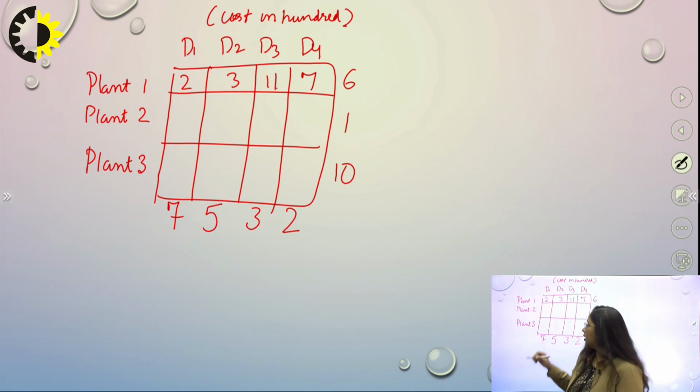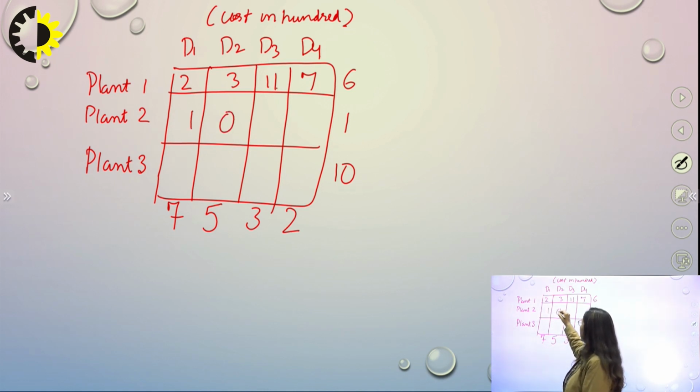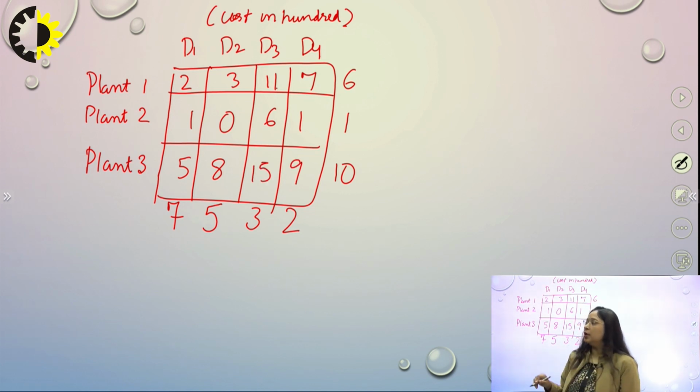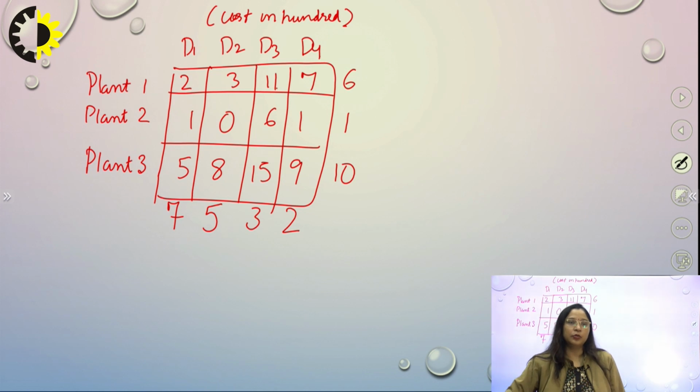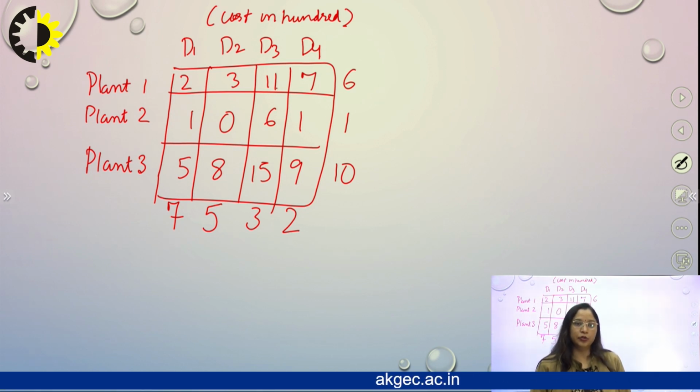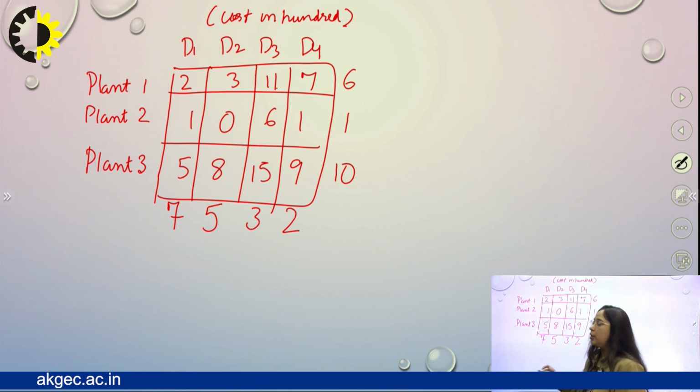Similarly, all the cases prevail like this: 1, 0, 6 and 1, and the last row is 5, 8, 15 and 9. So this is a typical case of a transportation model. Here we can see all the costs associated with transporting milk to the different distribution centers. This is known as the transportation model.